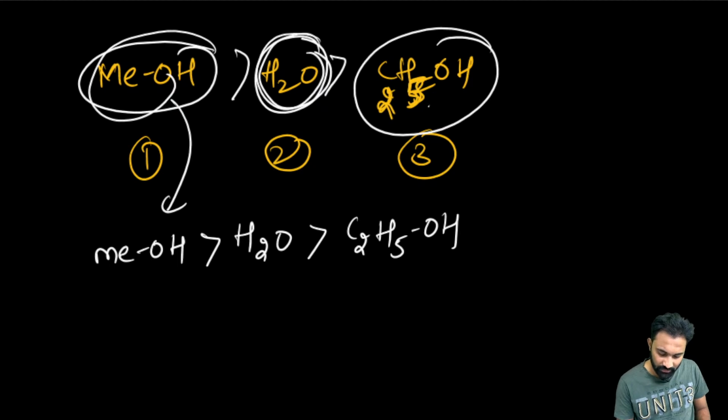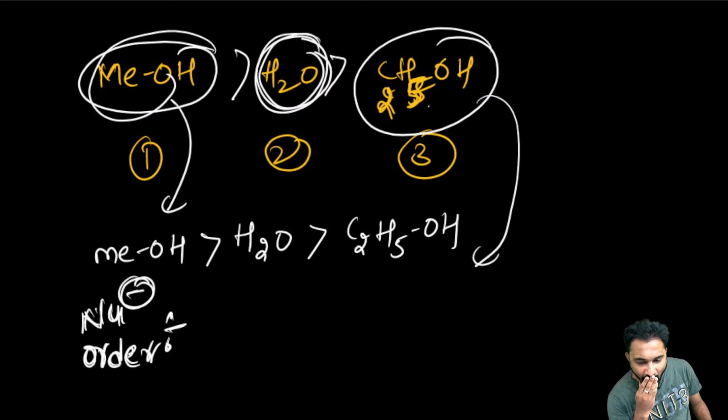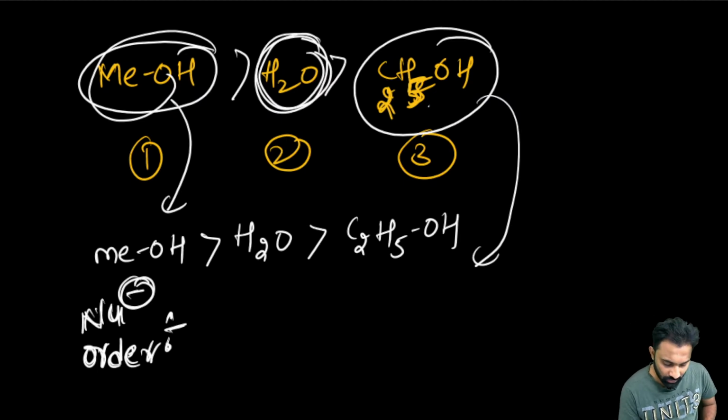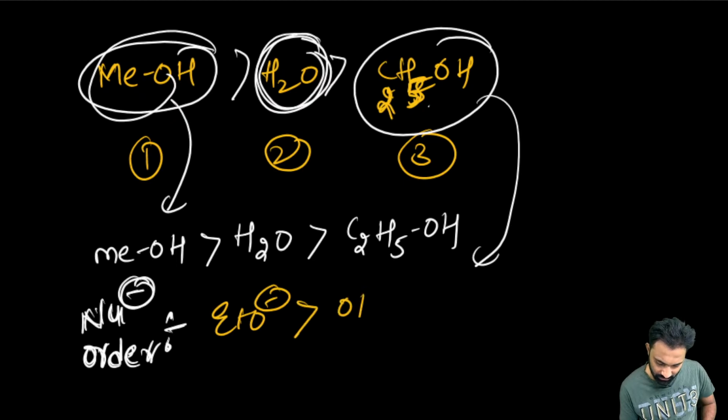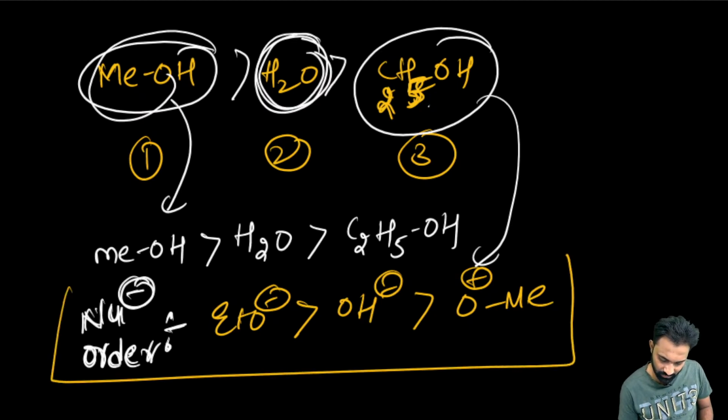Now, can anyone tell me the nucleophilicity order for this one? Among those three, what is the nucleophilicity order? Yes, reverse. The conjugate bases of strong acids are poor nucleophiles. Then the order will be EtO minus, then OH minus, and the last one will be OMe minus. Clear? These are the nucleophilic strength order.